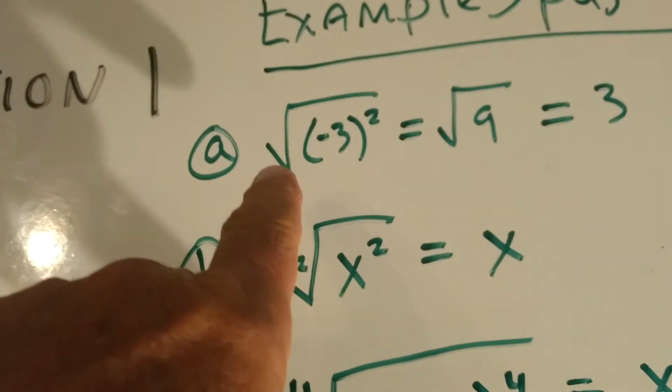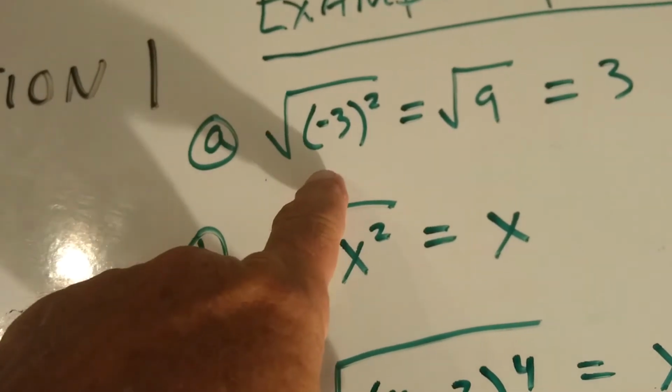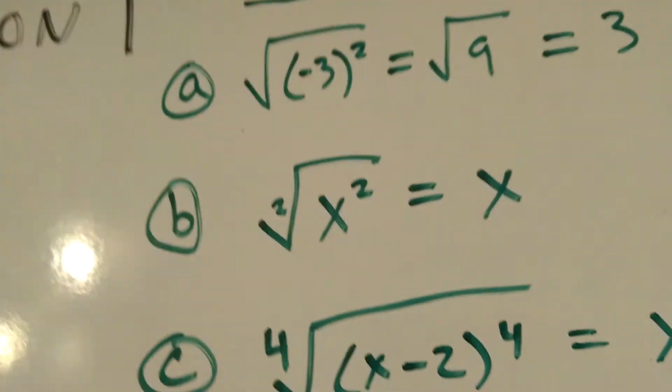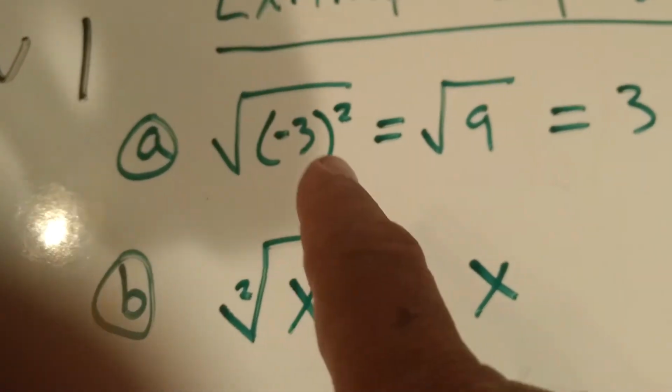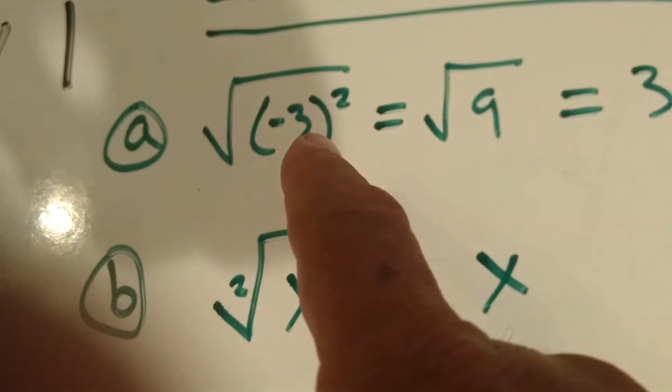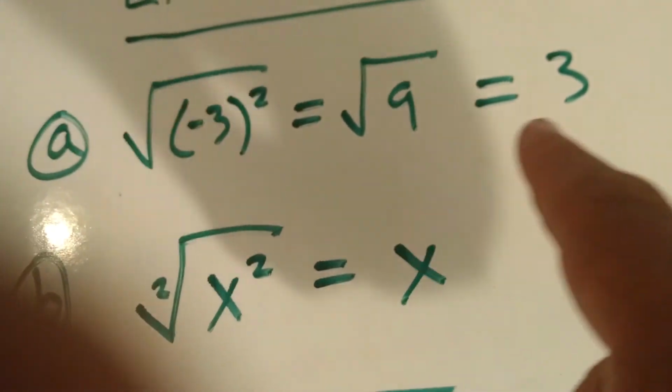So, for instance, we have a square root. We have a negative 3 raised to the second power. Well, I can't do the square root of a negative, so I'm going to raise the negative 3 to the second power, which gives me 9. Square root of 9 is 3.